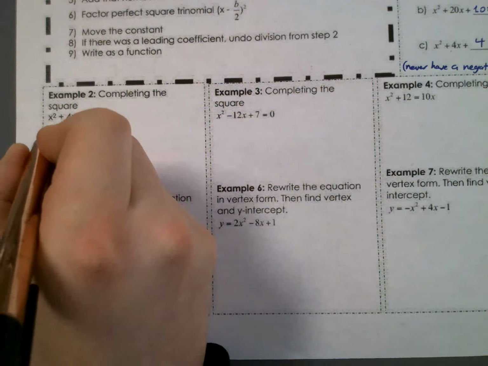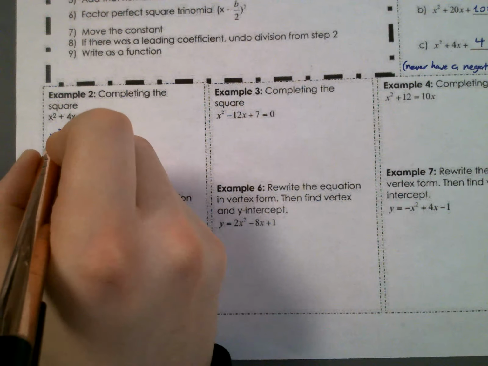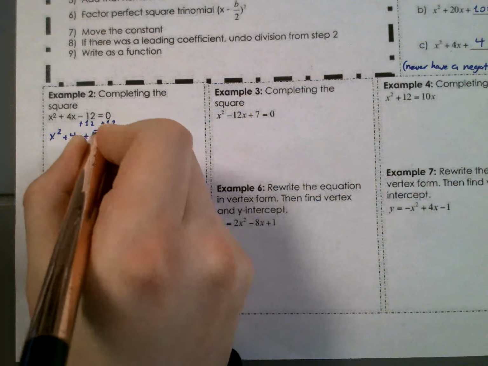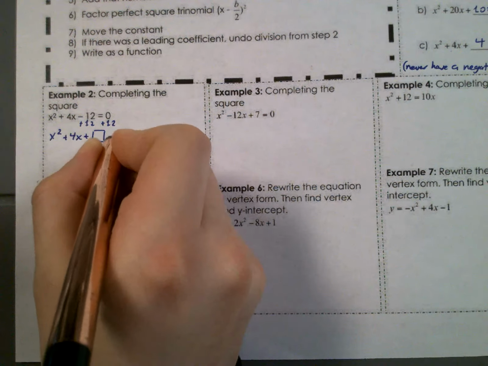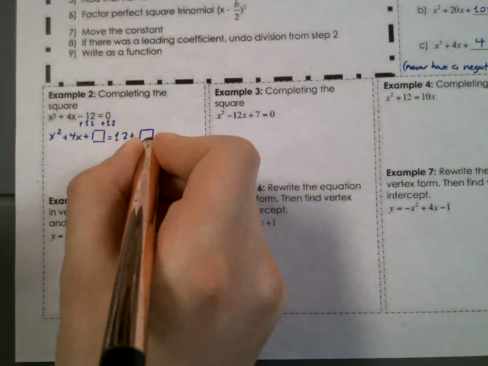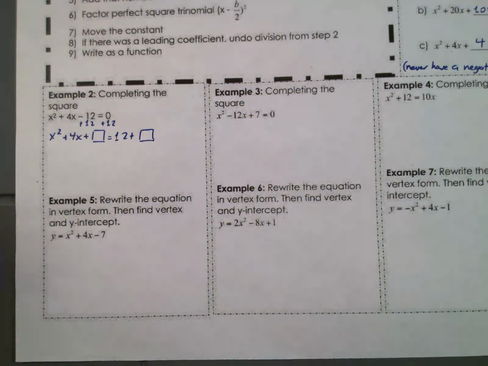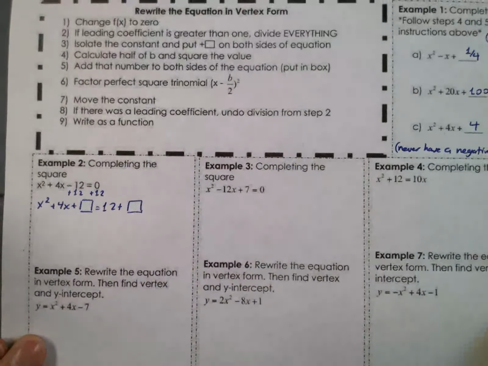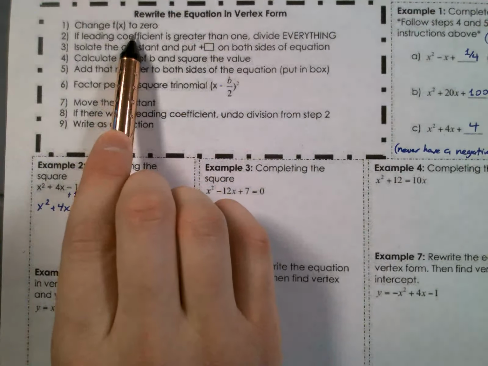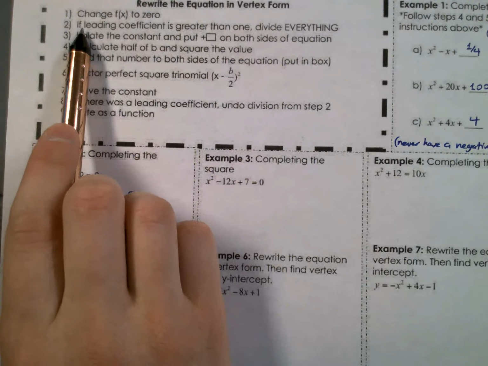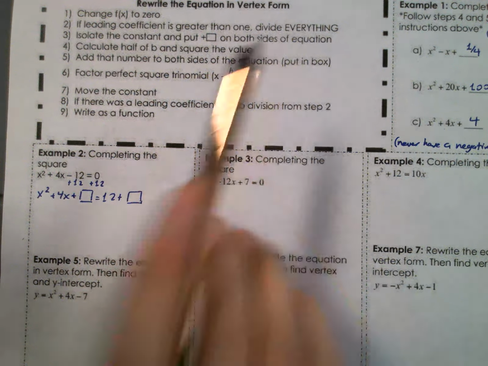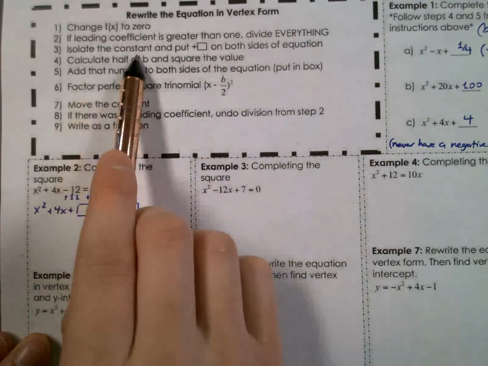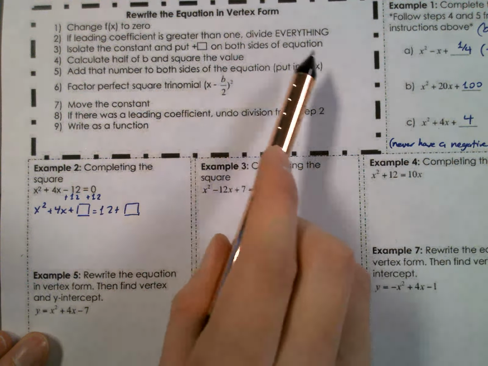What that's going to give us is x squared plus 4x plus, and we're going to use a box right here, equals 12 plus, and then we're going to put another box. The reason why we put the boxes is because what you do on one side, you'll do on the other side. If you look at step number 3 on here, what we've done so far is change f of x to 0. They already did that for us. If the leading coefficient is greater than 1, divide everything. Nope, we're good to go. Isolate the constant and put plus box on both sides of the equation.